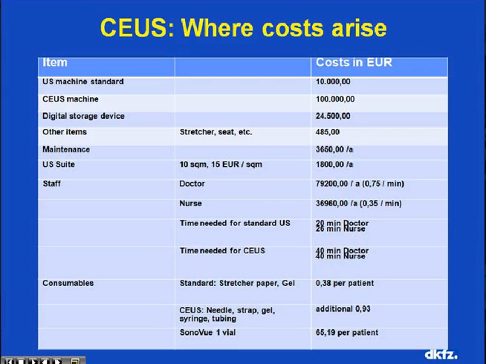You have to buy a digital storage device. You have a stretcher. You need a seat to sit on. You have maintenance per year. These are costs which you have incurred. You have to pay for the room where it stands, and you have to pay for the staff. The doctor is, of course, only there when he does ultrasound. Otherwise, he's in other places in the hospital. There's a nurse allocated. You have to calculate the time needed for doing the examination. You have to calculate the additional time you need for contrast-enhanced ultrasound, and you have consumables. Stretcher paper, gel, needle, syringes, and of course, one vial of SonoVue, and this is the listed price which we have down here, 65 euros.